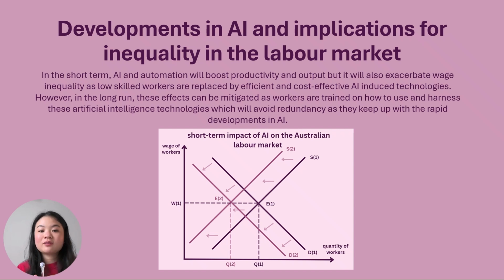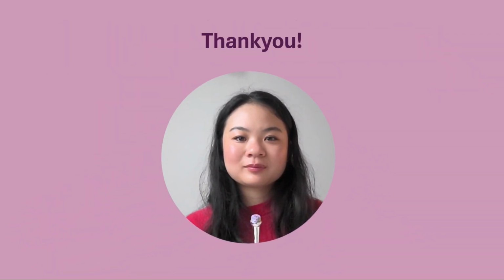The short-term effects are illustrated in the diagram below, as in the short term, supply of labor will decrease due to the developments in AI, replacing low-skilled labor through automation, thus resulting in a leftward shift of the supply curve. There will also be a leftward shift in demand for labor as there are fewer workers needed to fulfill the same tasks, which is reflected by the fact that wage for workers remains the same whilst the quantity decreases.